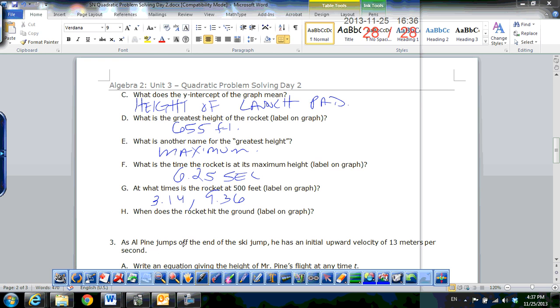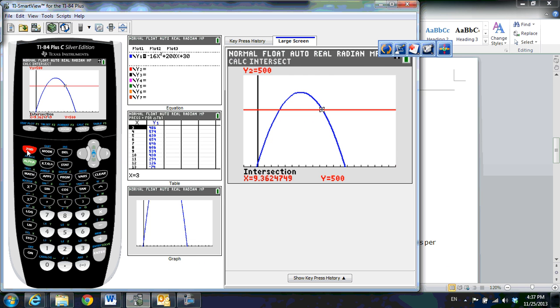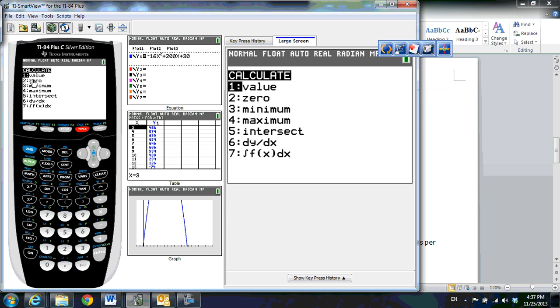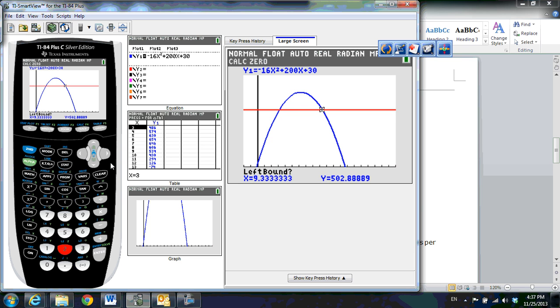When did the rocket hit the ground? Well, the rocket hits the ground. That's also called a zero. And so I need to be sure I'm to the left of it. It hits down here, so I'm to the left of it already. And then I want to be to the right of it.